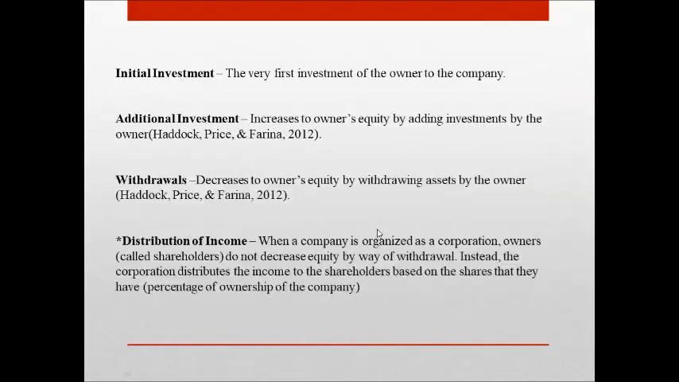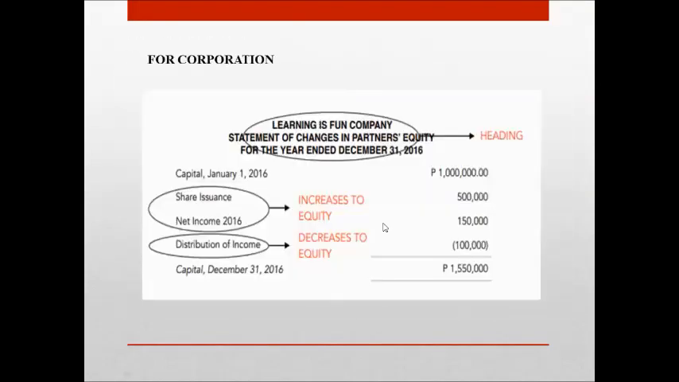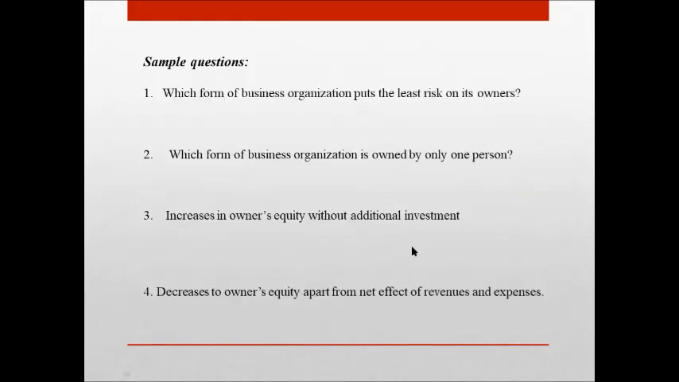Okay, so I hope you're ready for the exercises. Let's have them. So mga first exercises natin are questions lang naman sila. So question number 1, sabi niya, which form of business organization put the least risk on its owner? So lesser risk daw kapag ganitong business organization ang ginawa mo. Is it partnership, corporation, or sole proprietorship?